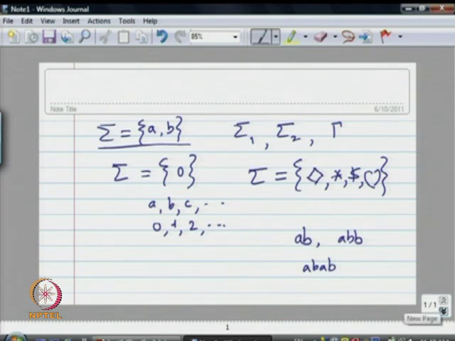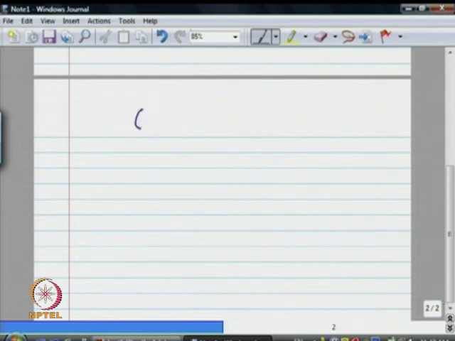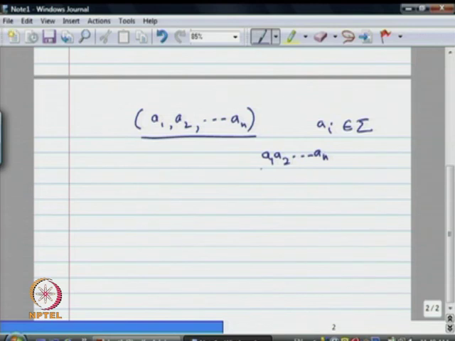Normally, to define, we denote a sequence by say A 1, A 2, say A n for A i belonging to sigma. That is how we represent the sequence. But for our convenience, we represent the string, the sequence by A 1, A 2, A n. That means just by writing the symbols one after another, just juxtaposing the symbols together. So, this sequence is denoted by this sequence. So, this is a string. So, in the context, we see that the empty string is denoted by this. So, in this context, we will be using a special symbol epsilon to denote the empty string, because this is required.